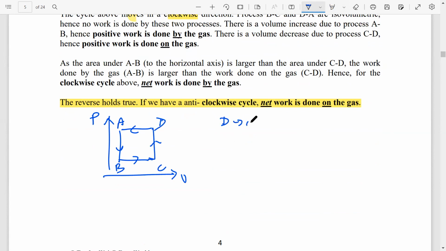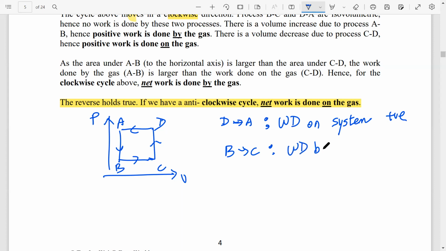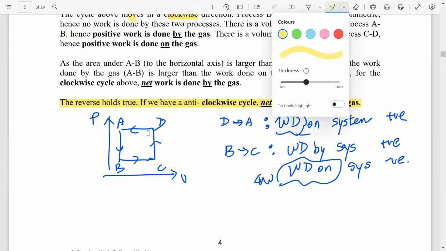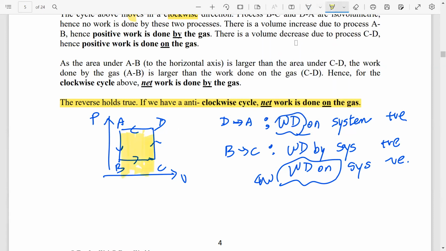Now you can see that D to A, there will be work done on system, and it's positive. B to C is work done by system positive, or work done on system is negative. This one is your delta W. This one also. Okay, work done on. So, again, work done is the area under graph. The area under graph for AD is larger than the area under graph for BC. So because of that, we say that there is net work done on system. Because the net work done on system is going to be positive.